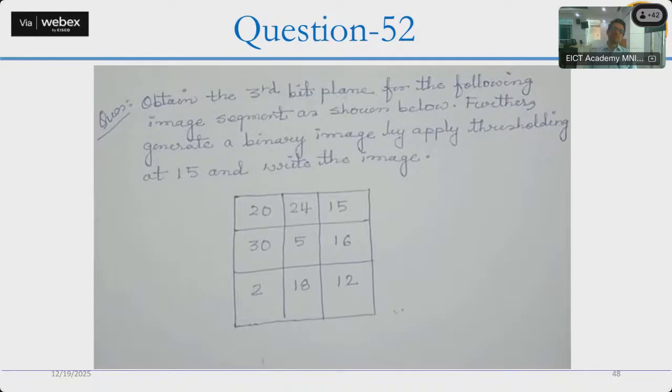Obtain the third bit plane for the following image segment as shown below. Further generate a binary image by applying thresholding at 15 and write the image. What it is saying: obtain the third bit plane for the following image segment, and further generate a binary image by applying thresholding at 15. Are you able to recall which bit plane? The topic has now changed.